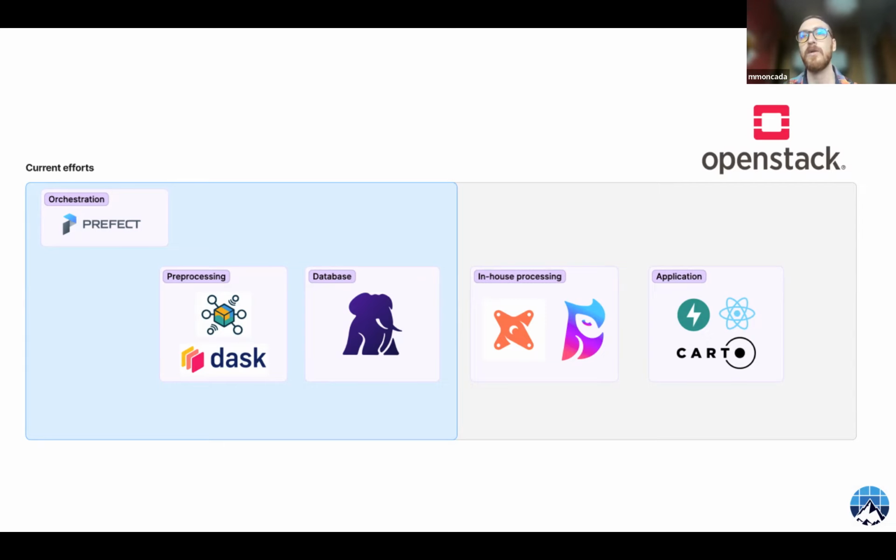And then, of course, we have the application side of things, with a backend architecture of multiple microservices for the backend APIs using FastAPI, and then we're going to use CARTO and React for the front end and data visualization side of things. Most of these components are open source based and are offered and worked through OpenStack.